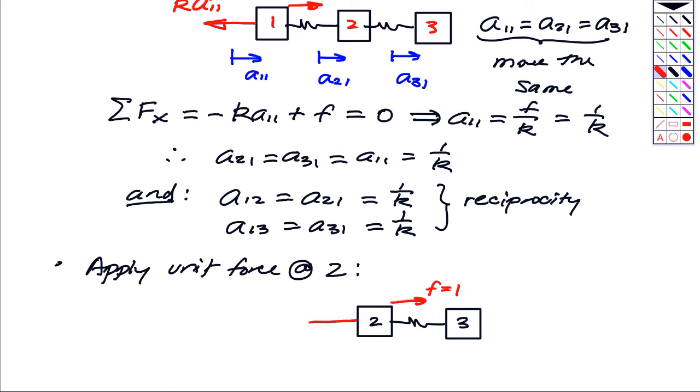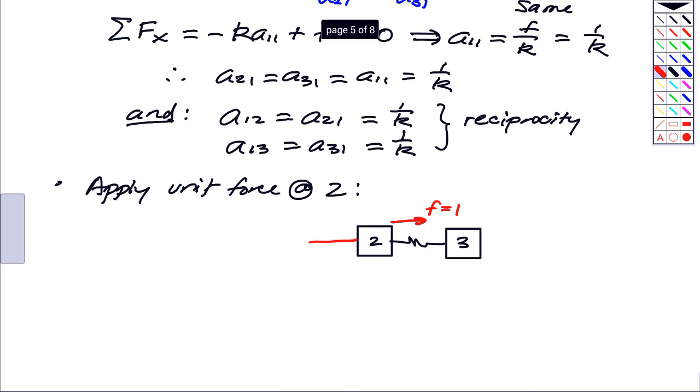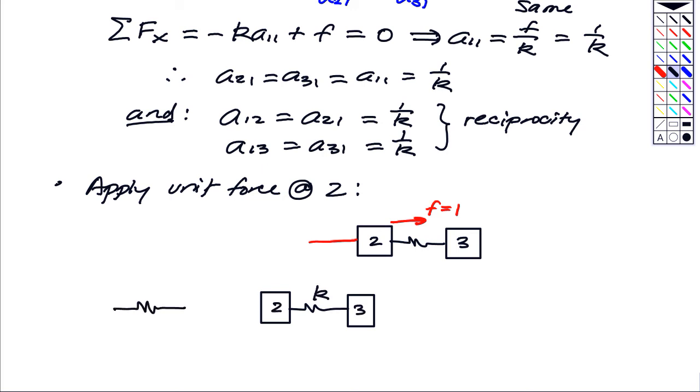But what is that spring force? What we can do is replace our system here by this one. This is the spring between 2 and 3. I've got a spring connecting ground to 1 and 1 to 2. This is 2K, I guess, and this is K.